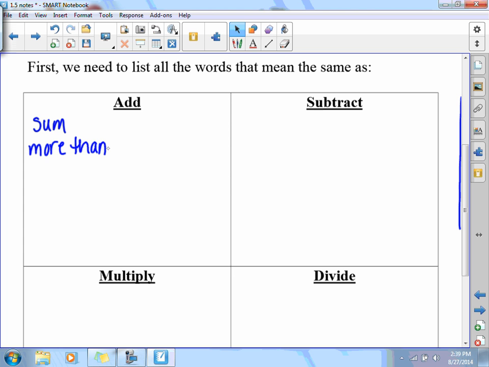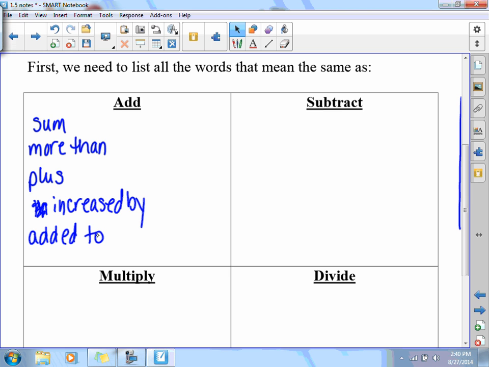like I have $8 more than Donald Trump. Plus, there's also increased by. You could have added to. Or you could have in addition to.